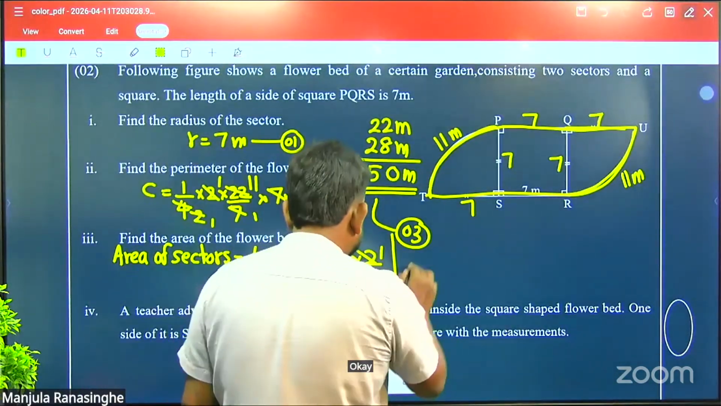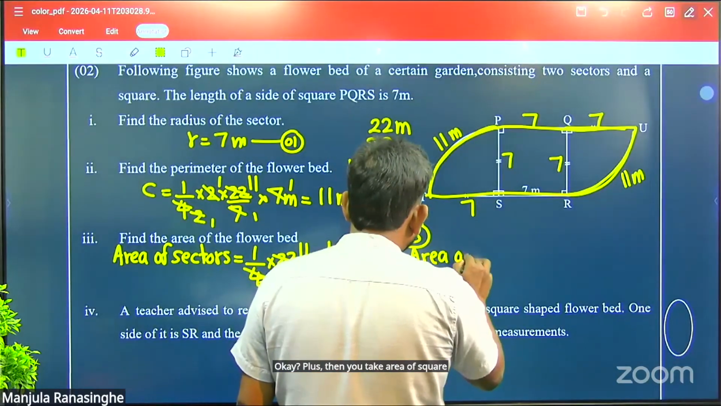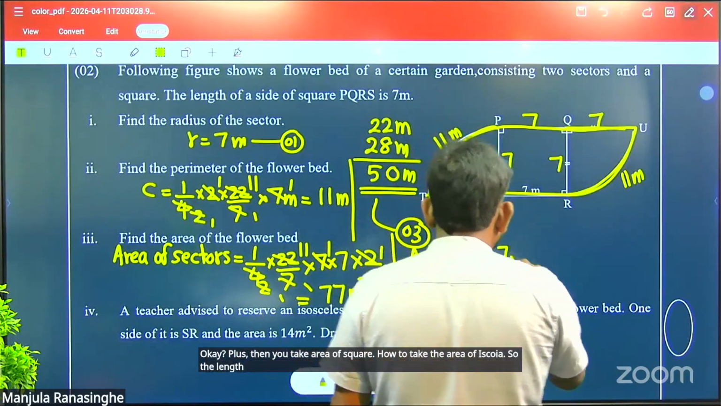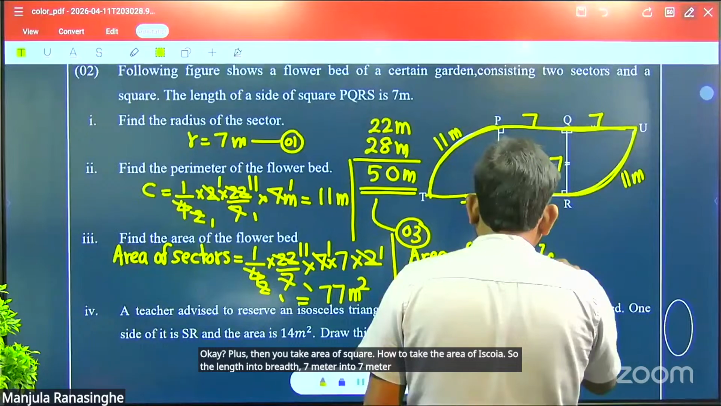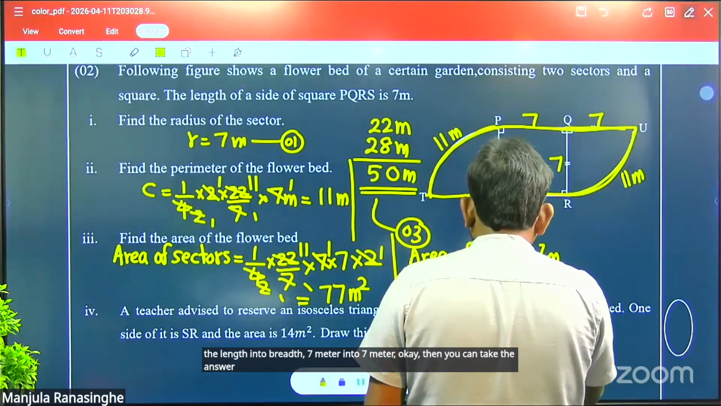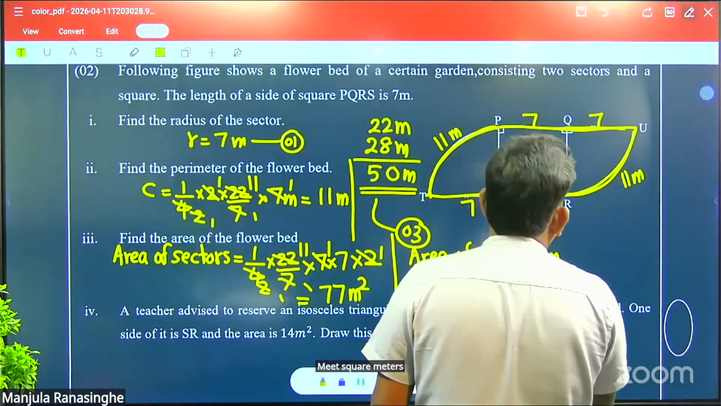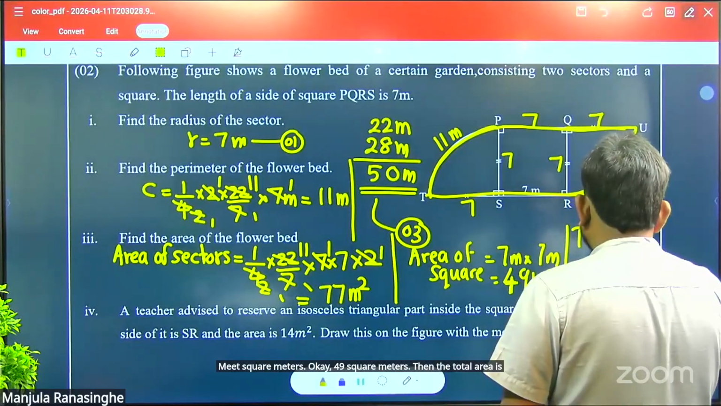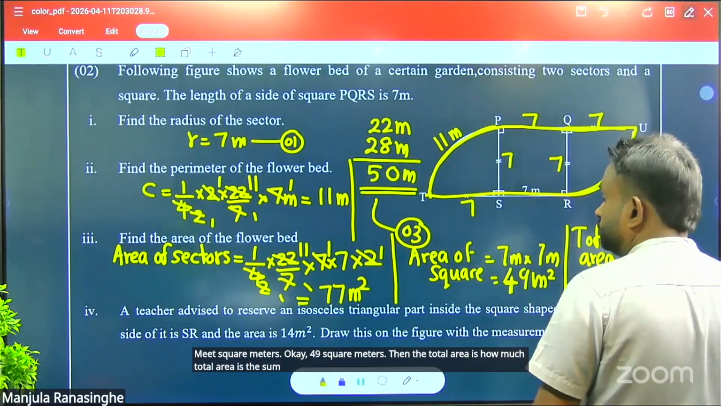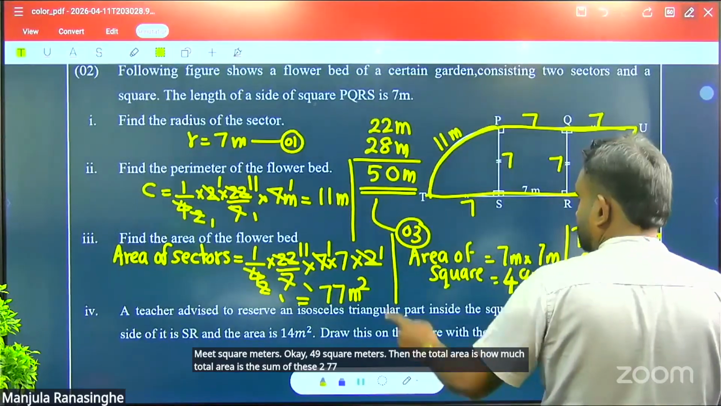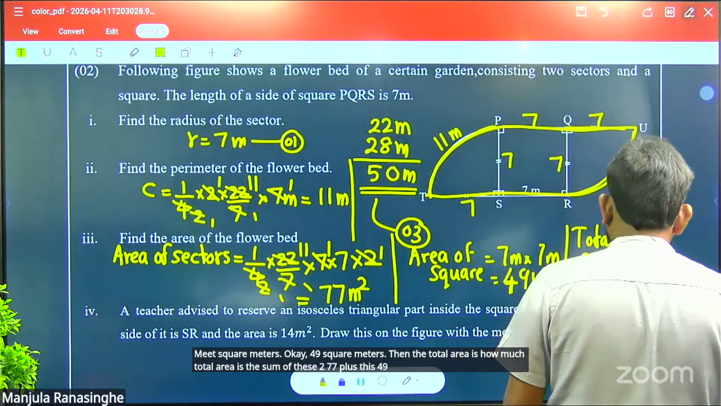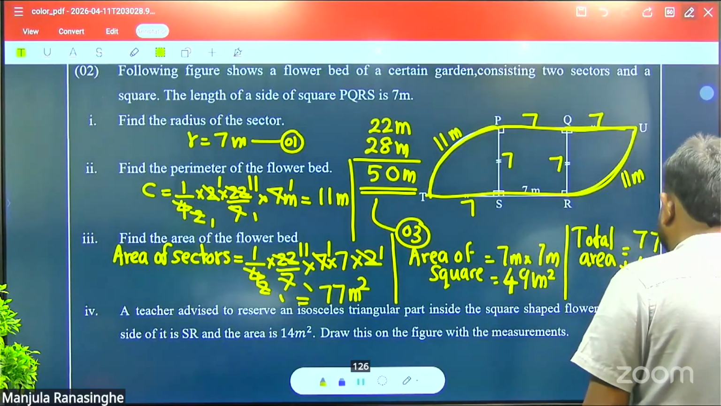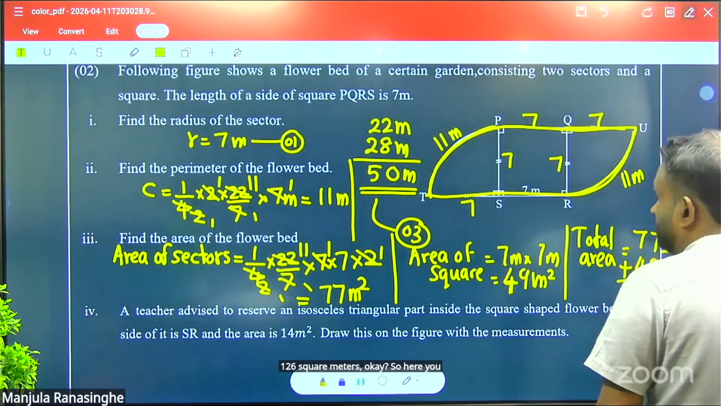Okay, plus then you take the area of the square. How to take the area of a square? The length into breadth, 7 meters into 7 meters. Okay, then you can take the answer 49 square meters. Then the total area is how much? The total area is the sum of these two, 77 plus this 49 square meters, 126 square meters. Okay, so here you have another 3 marks.